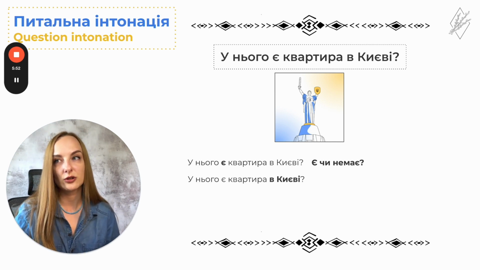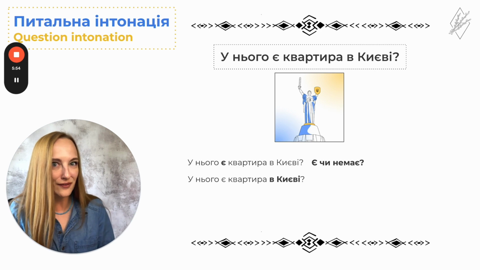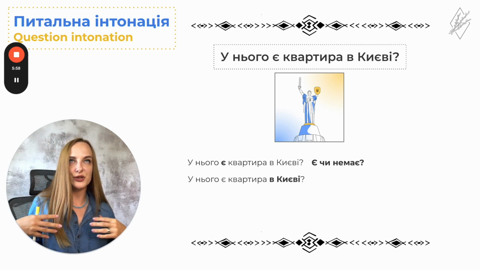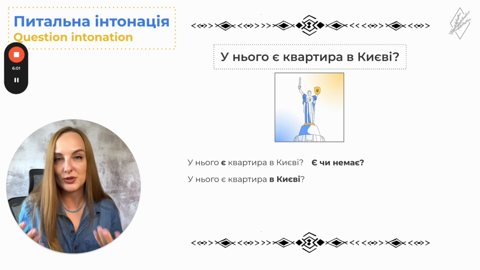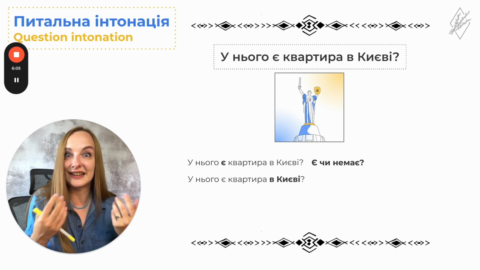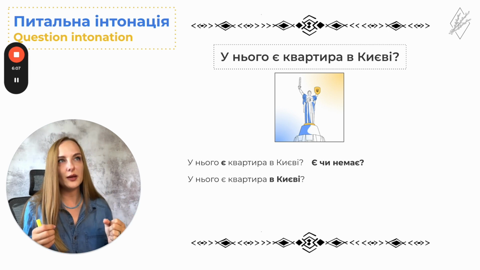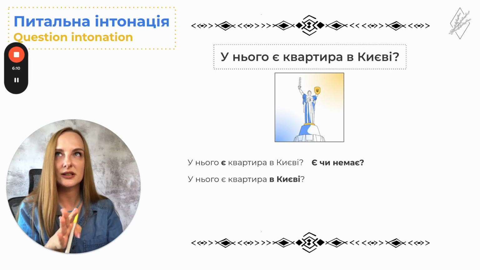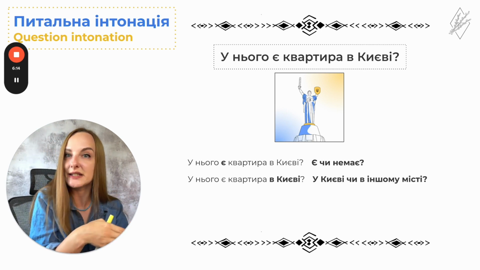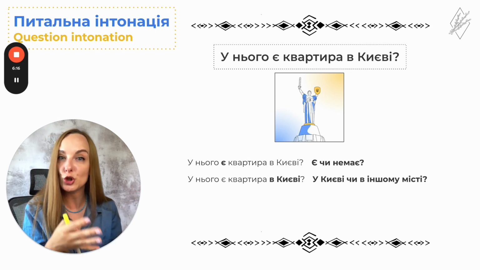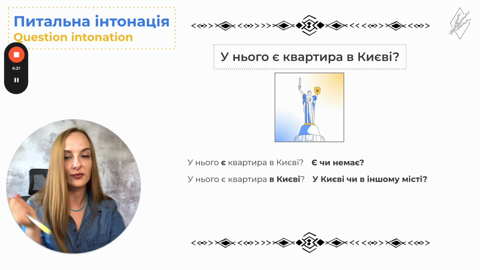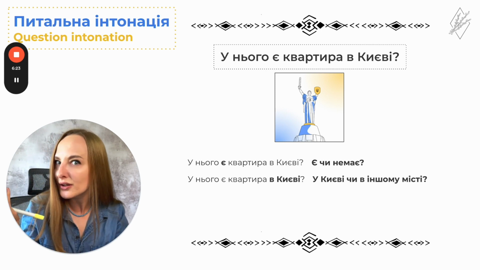But I may change my intonation. I could ask, у нього є квартира у Києві? Here I might even express my surprise with my question intonation. Like, he has an apartment in Kyiv? Or maybe I mean, does he have it in Kyiv or some other place, some other city? У Києві чи в іншому місті, in another city. У нього є квартира у Києві?